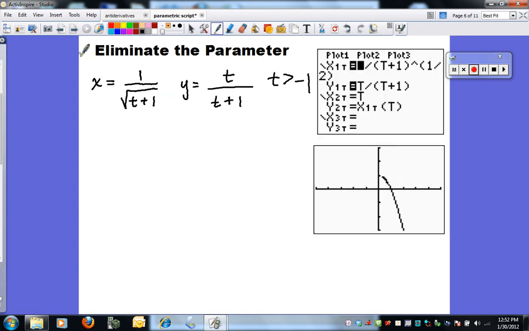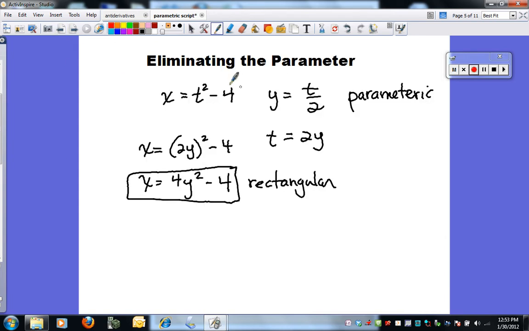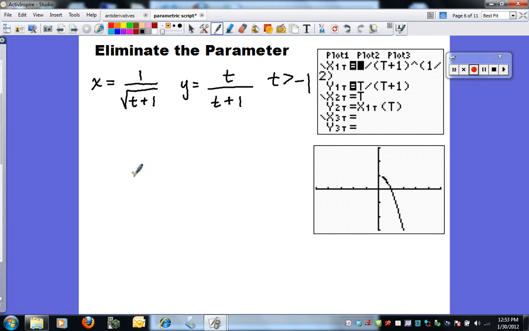So let's take another look at eliminating the parameter. So we have two functions here, two parametric equations, and we want to eliminate the parameter. So you might want to pause the video here and try to see if you can follow the steps back here. Solve for t in one of them, plug it into the other, boom. If you can do it, then come back and listen to the video when you're done.